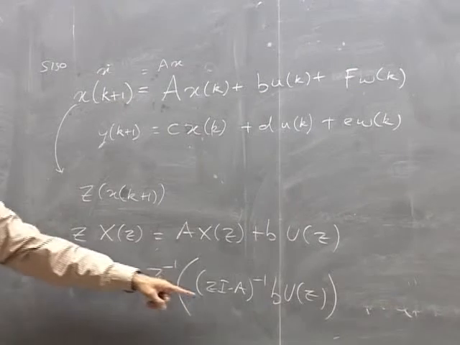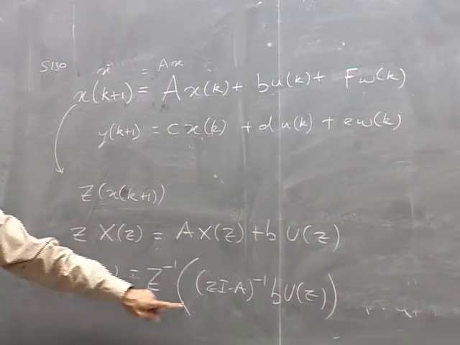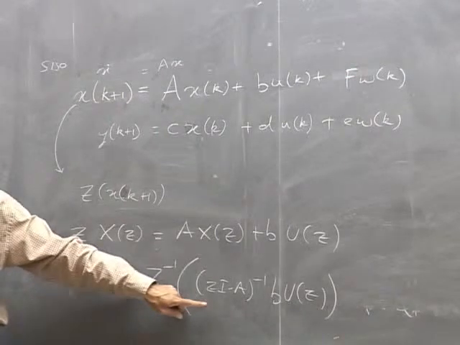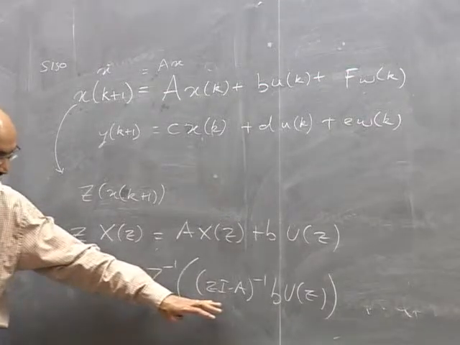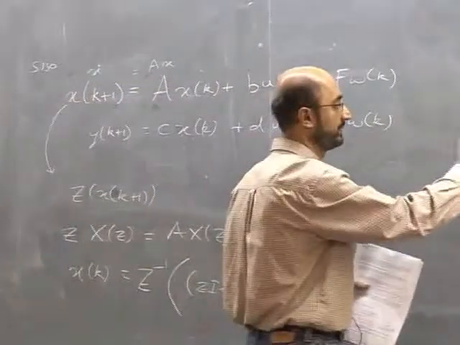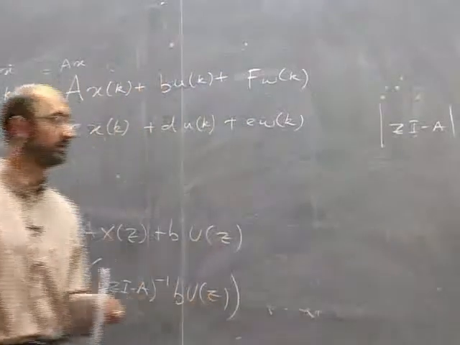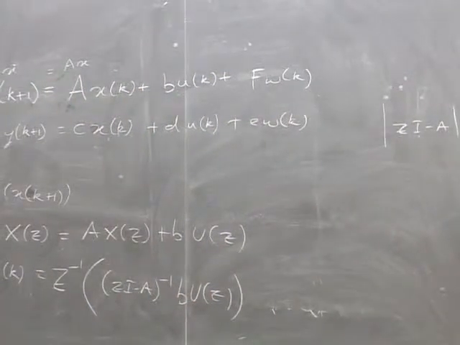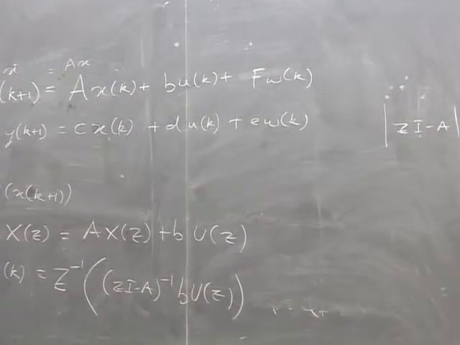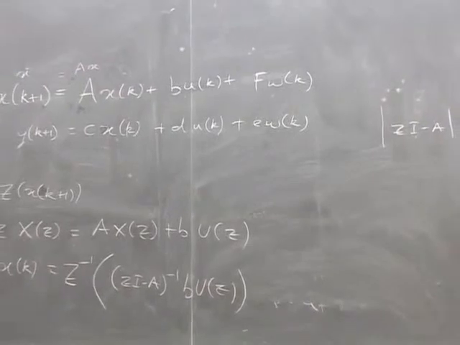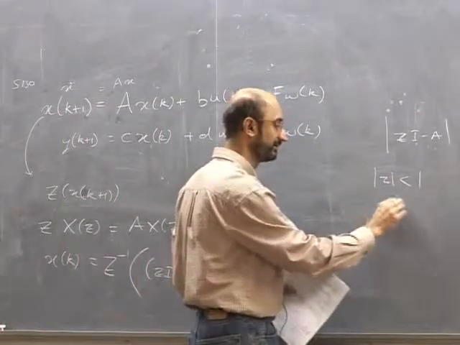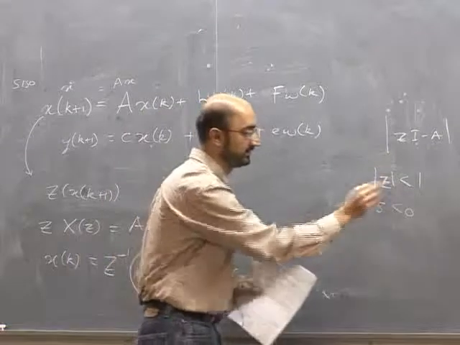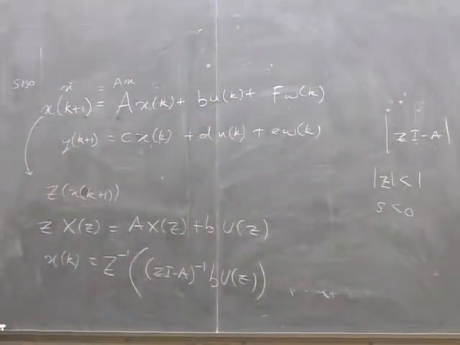It's again going to be a matrix that has the eigenvalues of A, and so to figure out where the poles are going to be, we basically take the determinant of zI minus A and look at the roots of this equation, which will also be the eigenvalues of A. That will tell us whether the system is stable or not. The condition is mod z less than 1, rather than s less than 0. So the equivalent in the digital domain is mod z less than 1.